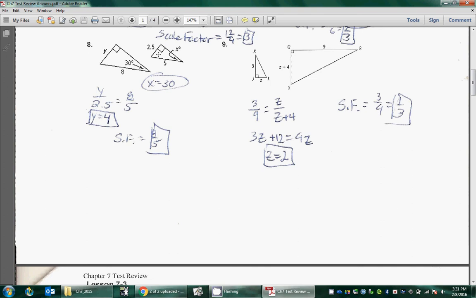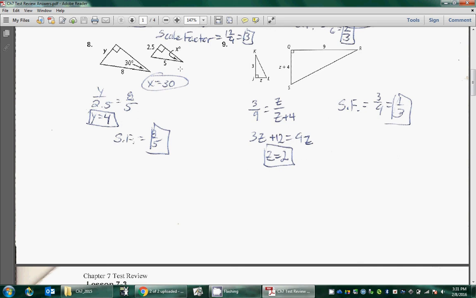So y is matching with 2.5. 8 is matching with 5. Again, I'm only using one variable here at a time. So when I cross multiply, 5y equals 20. So y is going to be 4. To find my scale factor, just pick a pair of sides. 8 over 5. Can't reduce it any. Okay.